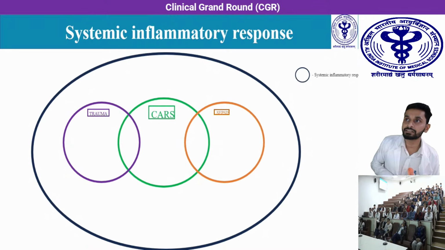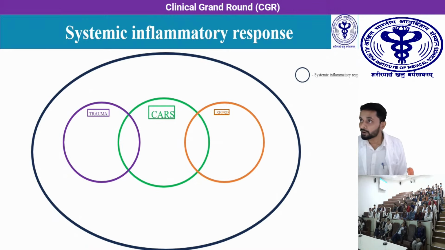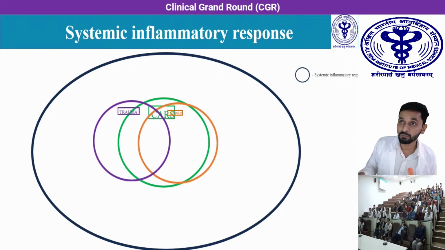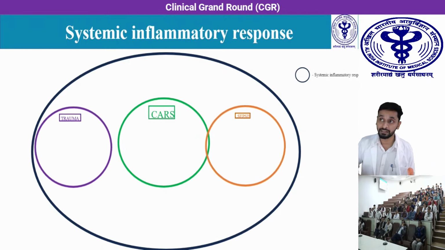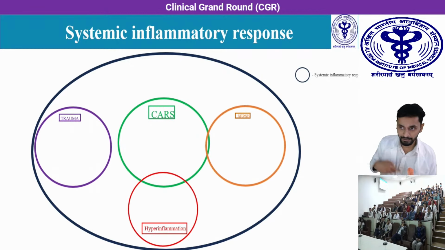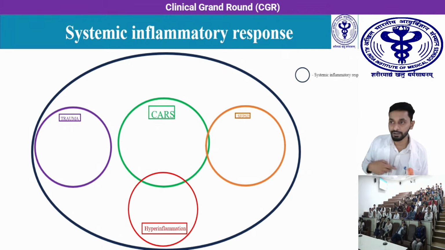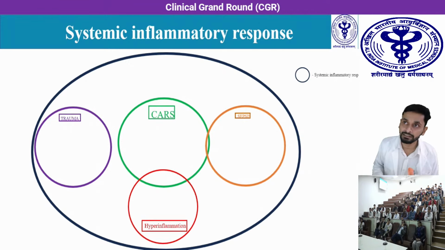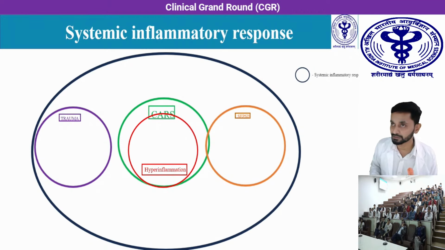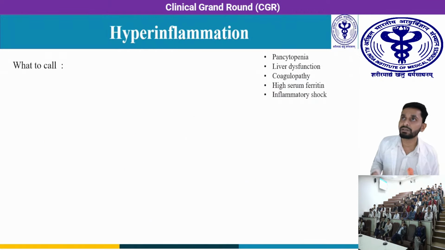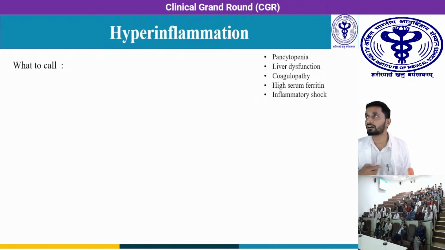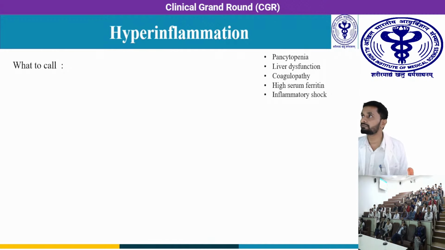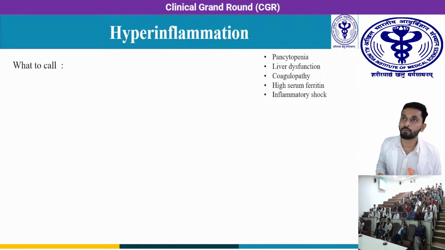Now we'll try to understand the basics. Our body can respond in two ways. It can move towards the circle or move away from the circle when immune dysregulation happens. But in hyperinflammation, the body fails to do this, so we give exogenous immunosuppression to bring back the compensating anti-inflammatory response. Hyperinflammation presents with common features like pancytopenia, liver dysfunction, coagulopathy, high serum ferritin, and inflammatory shock.